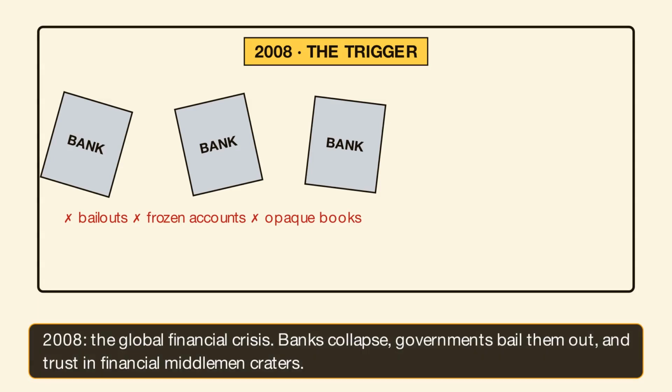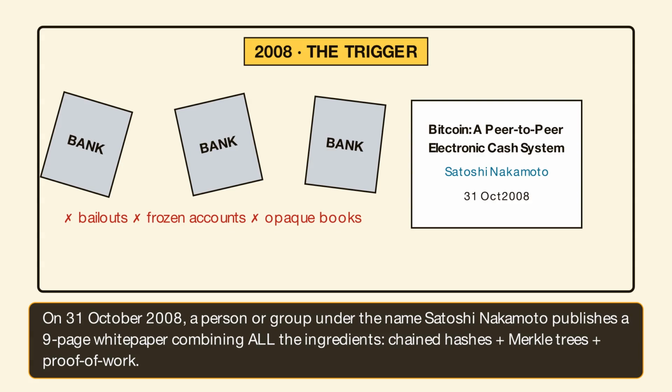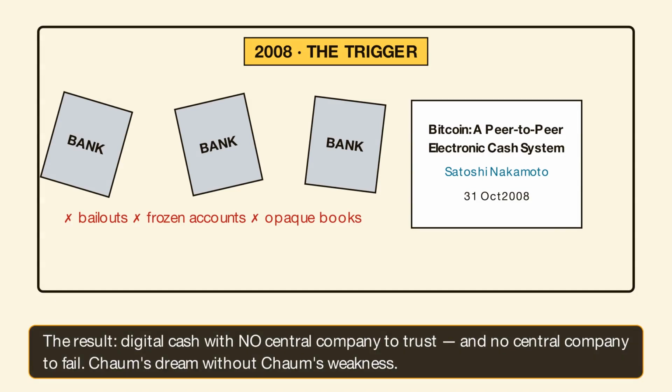2008, the global financial crisis. Banks collapse, governments bail them out, and trust in financial middlemen craters. On October 31, 2008, a person or group under the name Satoshi Nakamoto publishes a 9-page white paper combining all the ingredients: chained hashes plus Merkle trees plus proof of work. The result: digital cash with no central company to trust, and no central company to fail. Chaum's dream without Chaum's weakness.